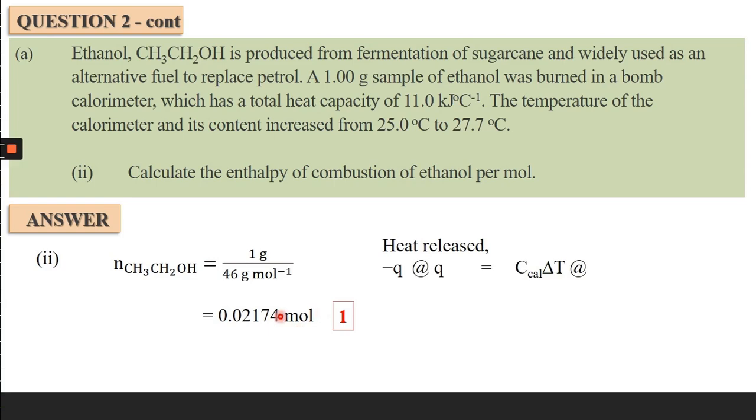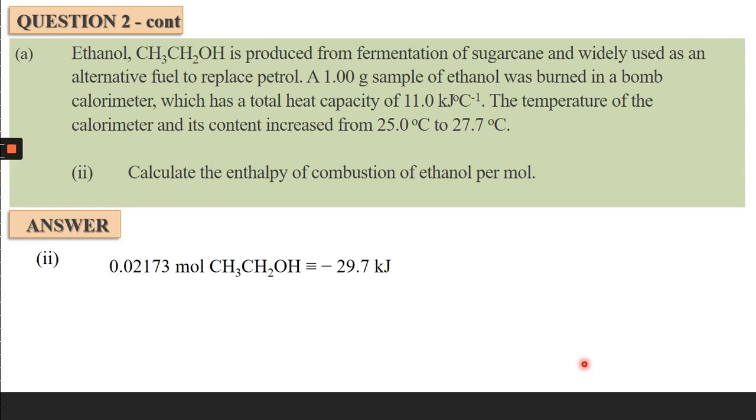Next, we calculate the heat released by the reaction, either Q or negative Q, because enthalpy of combustion is defined as the heat released. So Q equals to C delta T of the heat capacity calorimeter multiplied by the temperature difference. 11 kJ per degree Celsius multiply 2.7 degrees Celsius. 2.7 is from 27.7 minus 25 degrees Celsius. So the answer for Q is 29.7 kJ. These are the marks for this part of the question.